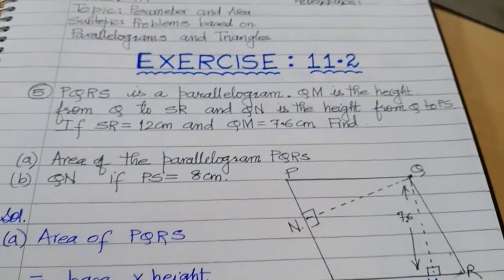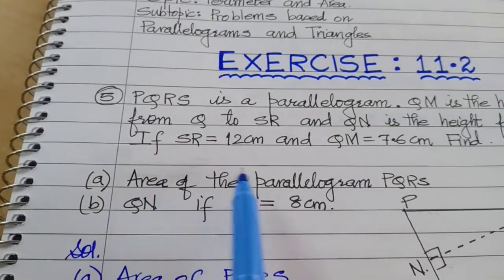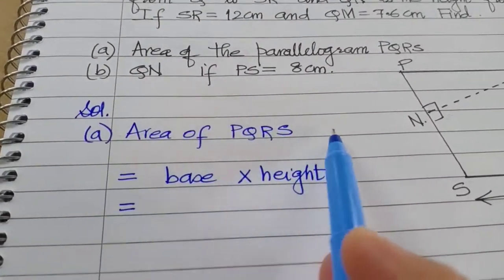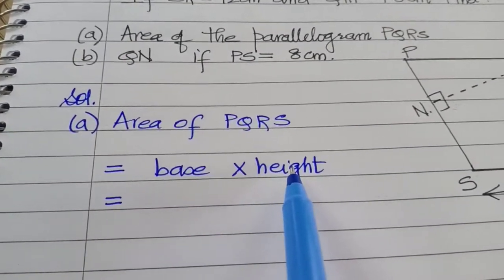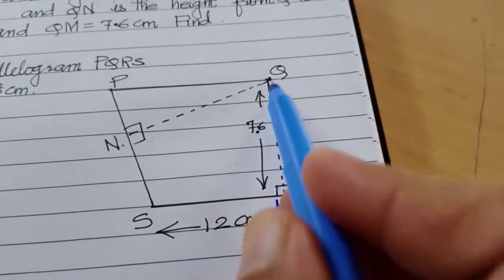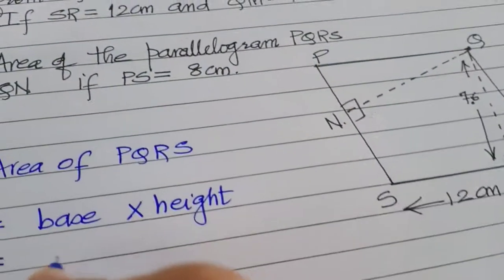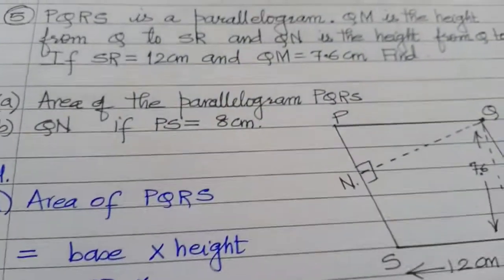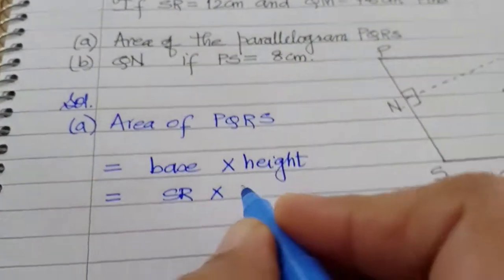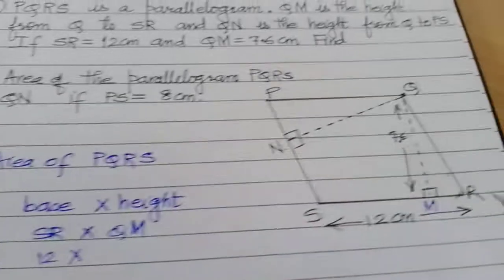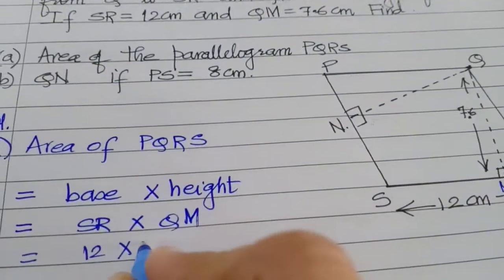So now let us see what they have asked in the first part. Find the area of the parallelogram PQRS. We know area of PQRS is base into height because it's a parallelogram. Now we are going to take as the base the side on which the altitude is falling. So the base over here is SR and the height is QM. And SR is given as 12, and QM over here is given as 7.6.